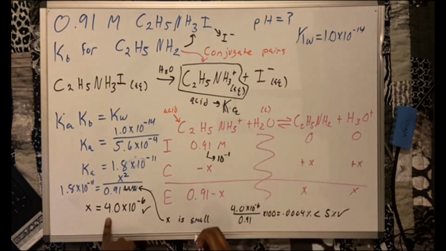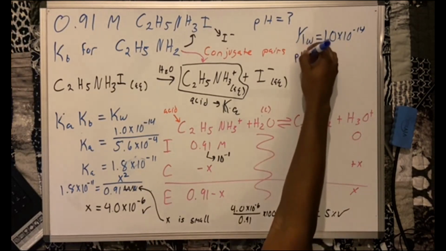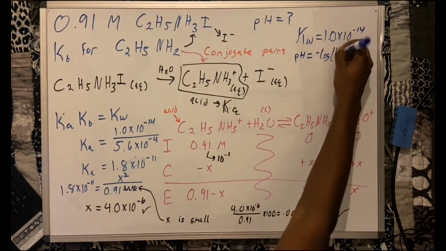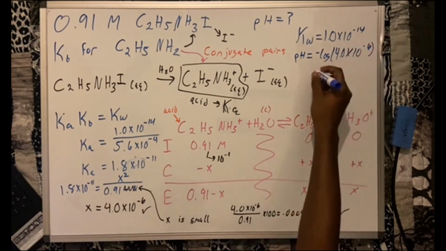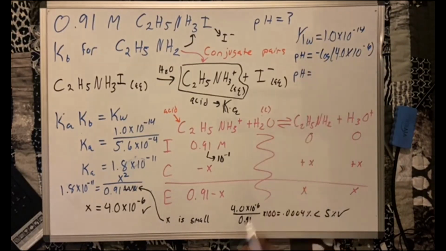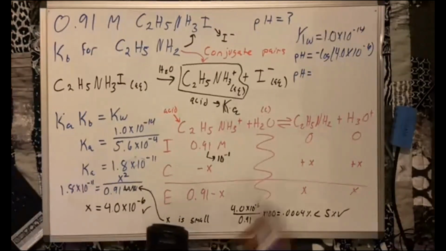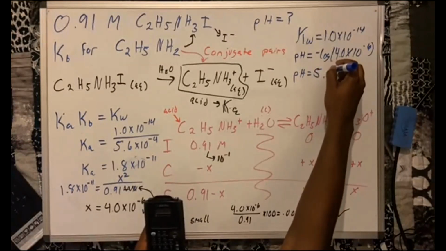We need pH, right? So I'm just going to take the negative log of that. So pH equals negative log of 4.0 times 10 to the negative 6. And so my pH is 5.39.